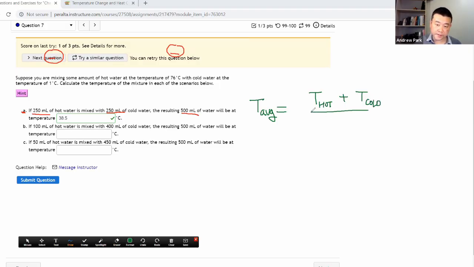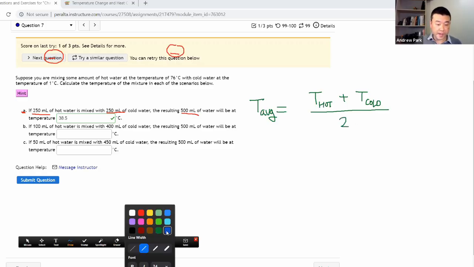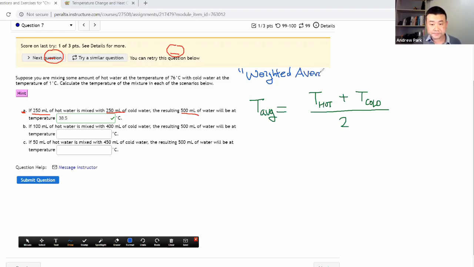and divided by 2. To do something called a weighted average, I can modify this expression here. This kind of regular average, I can just do fine this way. Now, weighted average is a more generalized idea of average. So here, in the first part A example, I simply added the hot and cold water temperature because I had an equal amount of them. They had equal weight. One wasn't more important than the other.